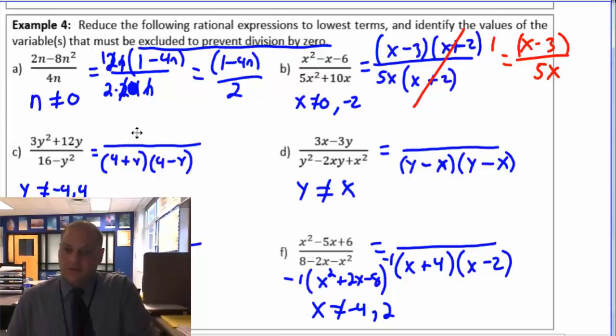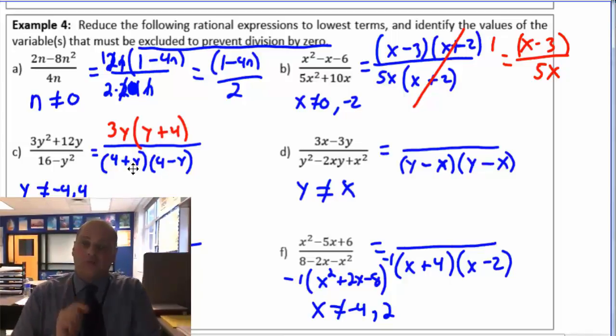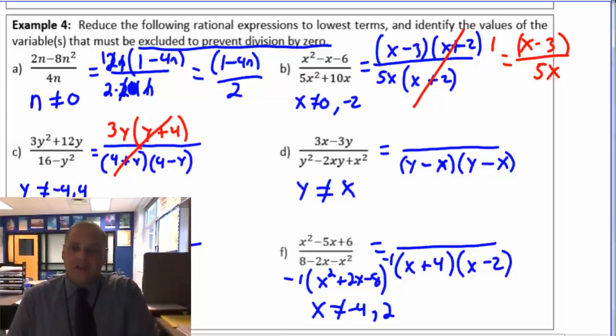Here I can take out a 3y. 3y times y plus 4. And y plus 4 over 4 plus y, that is not a negative 1. That is a positive 1. Because 4 plus y is the exact same thing as y plus 4. So right there, that is a 1. That reduces to 1. Even though they're backwards, because it's addition, it doesn't matter. It's still a 1. All right, so I get 3y over 4 minus y.